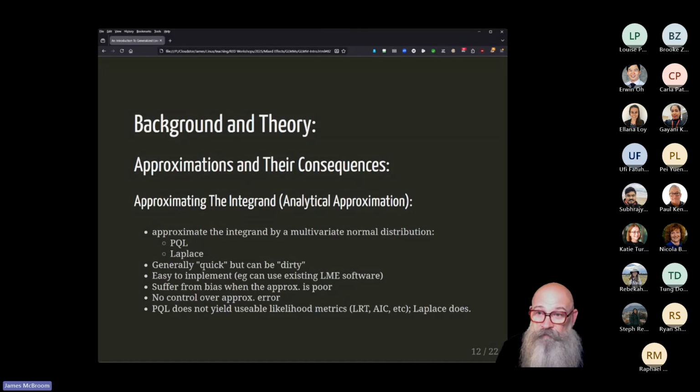Okay. Another downside is the penalised quasi-likelihood, not Laplace. This doesn't apply to Laplace, but to the penalised quasi-likelihood one, it doesn't yield usable likelihood metrics. So you can't use PQL estimates to do likelihood ratio testing for model comparison, for instance, or model selection, AIC, and so on. Laplace is okay because, as I said, it's got a foot in the other camp as well, but PQL doesn't yield those things.